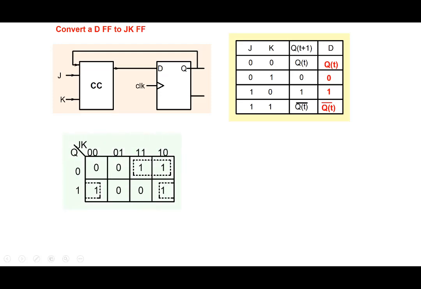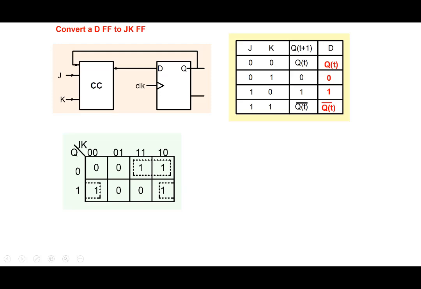So now note that D has to be determined. D is the output of the combinational circuit, so D has to be determined in terms of J, K, and the present state Q. So JK is 0, 0, 0, 1, 1, 1, 1, 0, and Q present state here, and we fill up this table. How do we fill it up? Note that JK is 0, 0, and we are saying D equals Q(t).